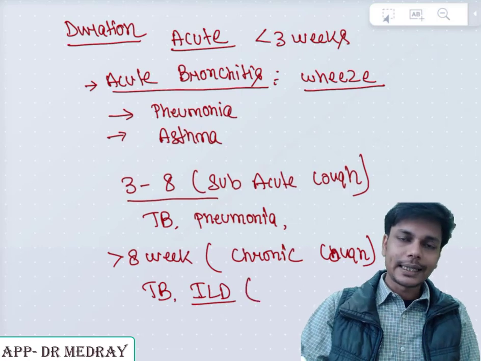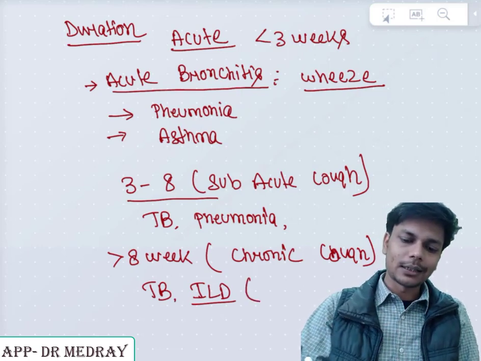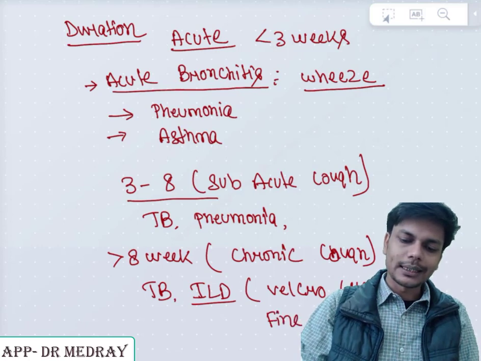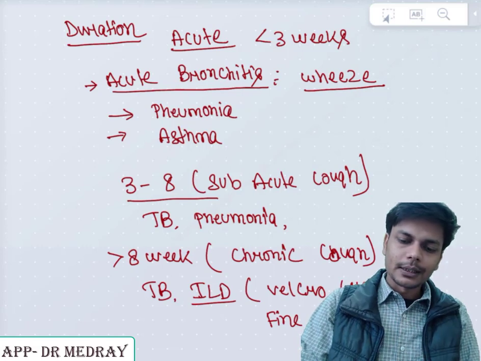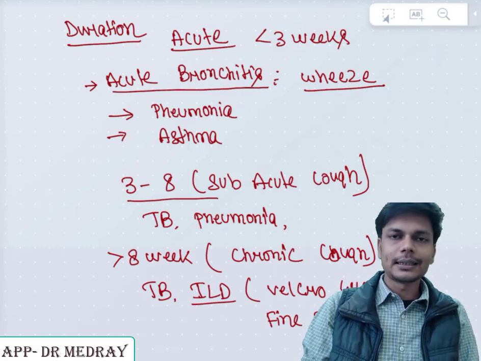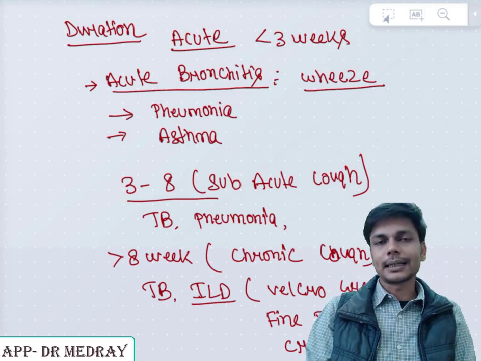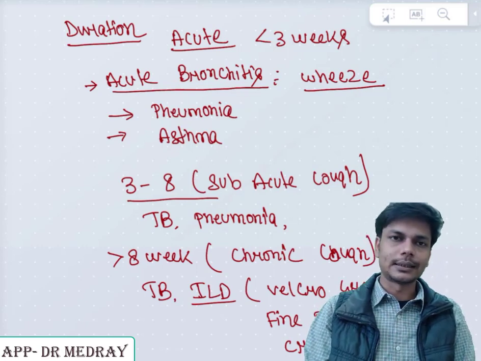On examination, a very characteristic Velcro crack is found. What is Velcro crack? It is a fine inspiratory, or fine early inspiratory, crepitation. We will see it in detail in the examination section, but if you remember it here, it is well and good. The fine early inspiratory crack, also known as Velcro crack, is characteristic of interstitial lung disease.